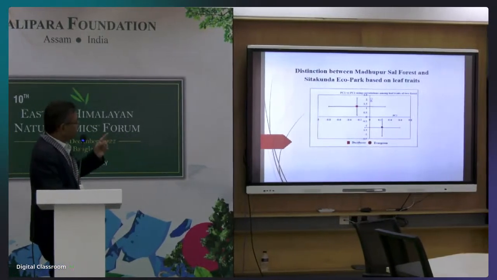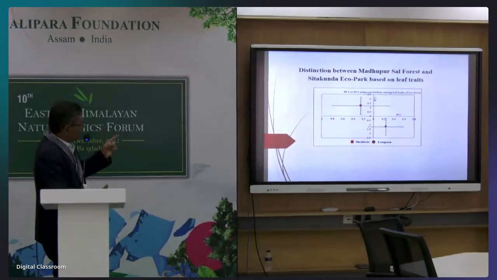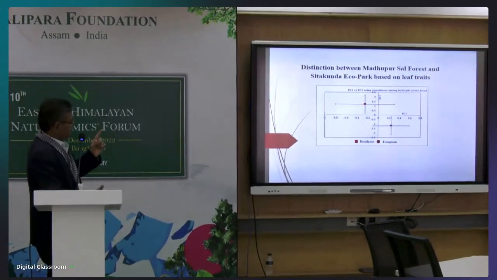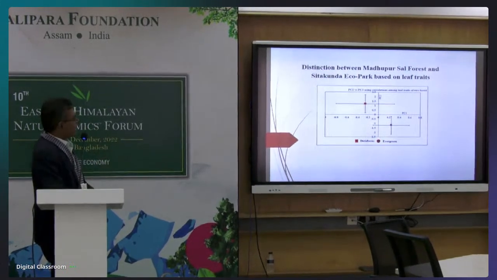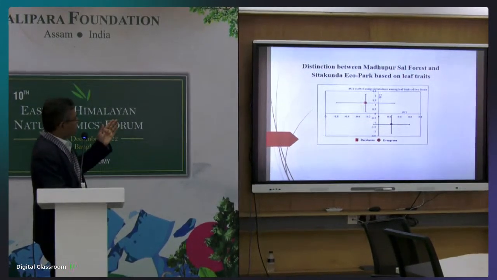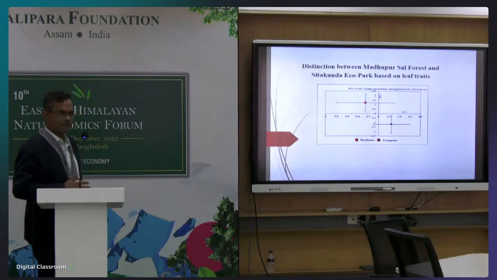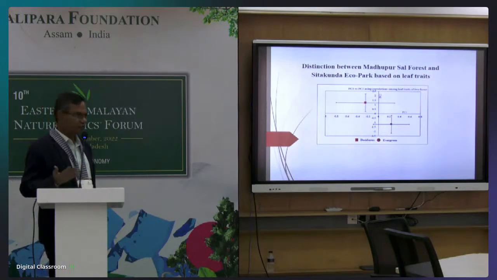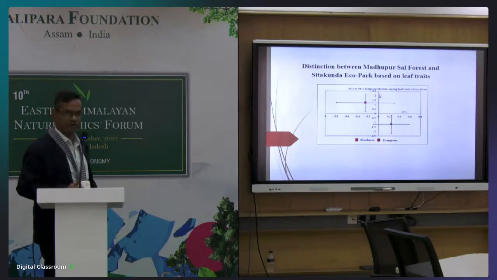And this is the graph that shows that our Madhupur forest and Chittagong hill forest can be separated based on some leaf traits. You know that there are nearly about 20 leaf traits that can be studied, and on the basis of those leaf traits, these forests are separated from each other.